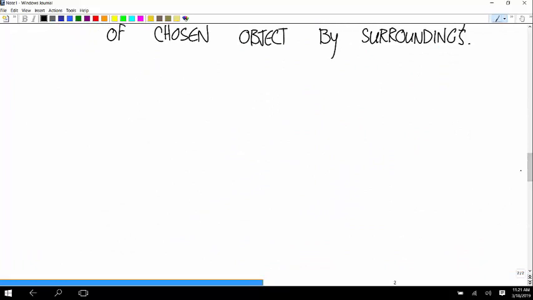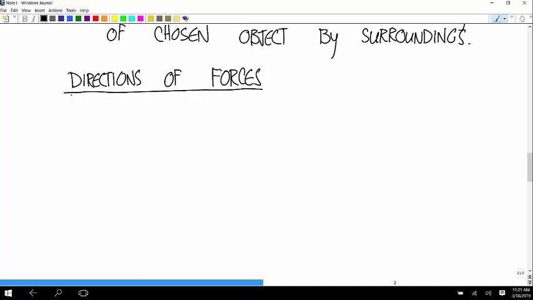So the next thing we have to know is how do we come up with the directions of the individual forces, the contact forces? So, directions of forces. And I'm going to break this up into 5 different types. The first one, the easiest one, is the weight force. That's always just pointing down.